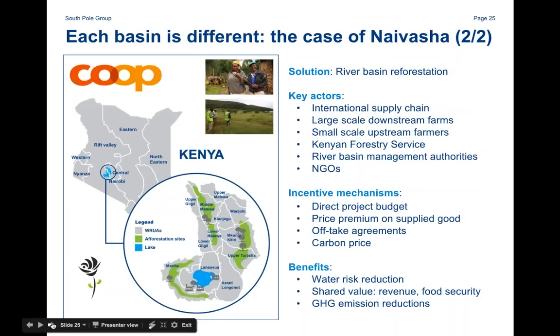And of course, as every actor has different incentives, we are setting up different financing mechanisms as well as a monitoring system to keep track and ensure this reforestation benefits for our corporate. He not only reduces his own water risks within the supply chain, but also the wider catchment can benefit from reduced sedimentation and controlled water flows.